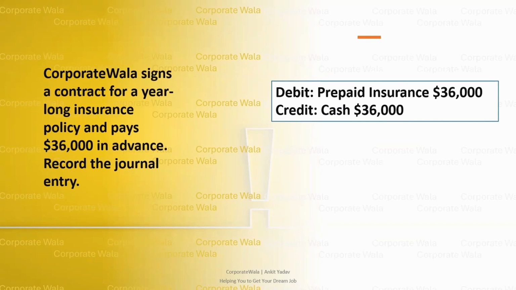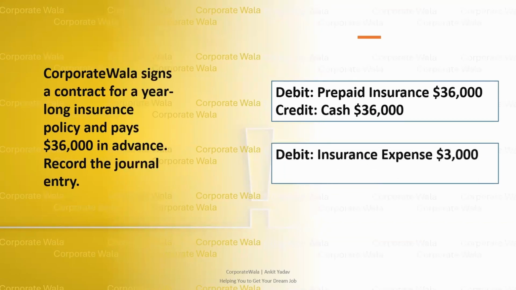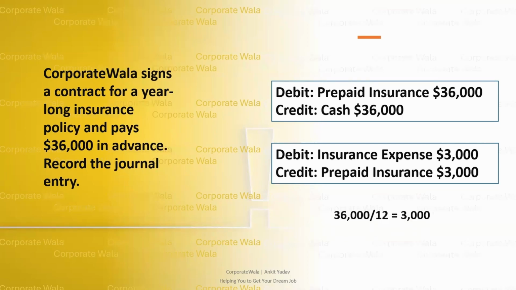But this is not it. At the end of the first month, you need to record the expense as well. So what will be your journal entry for recording the insurance expense? You will debit the insurance expense account and you will credit the prepaid insurance account. This time you are not going to credit the cash because you have already paid the cash in advance. And how have we calculated this $3,000 amount? Because the total amount was $36,000, so we have divided it by 12. So we have got the monthly insurance expense. Okay, great. I hope this is clear to you.